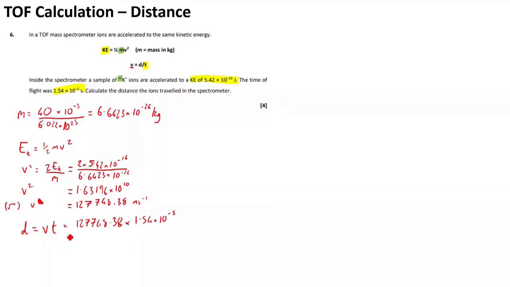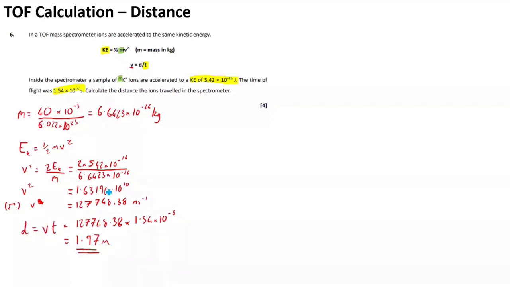And then your distance comes out as 1.97 meters. Now this time, because that's my final answer, I'm going to give it to the same number of significant figures as the question. The numbers in the question were 3 significant figures. My final answer will be 3 significant figures.